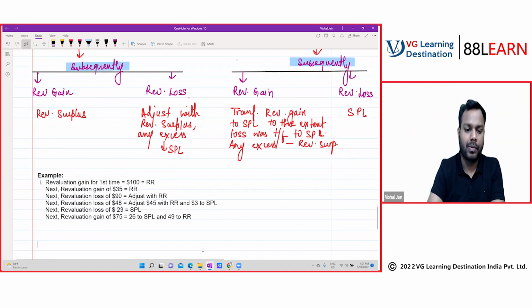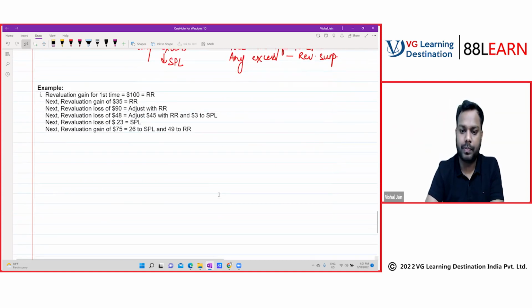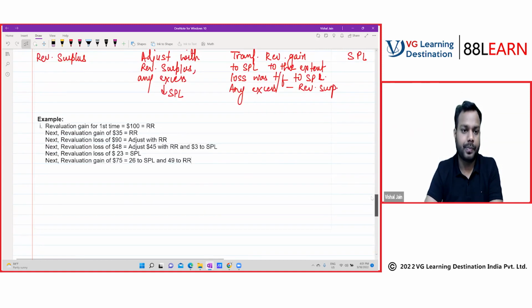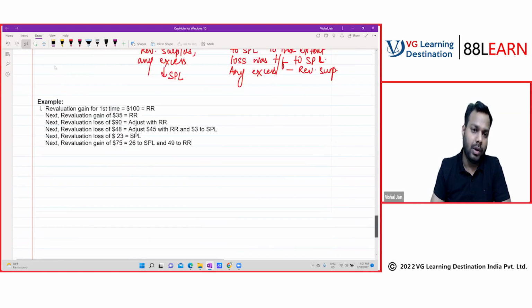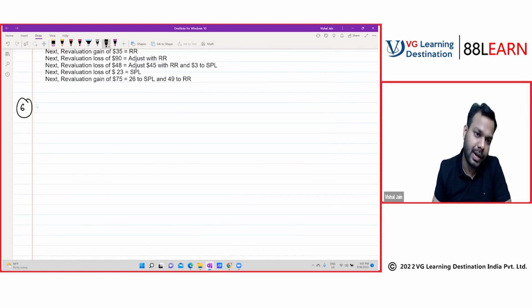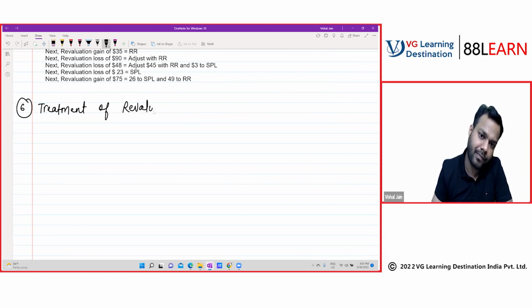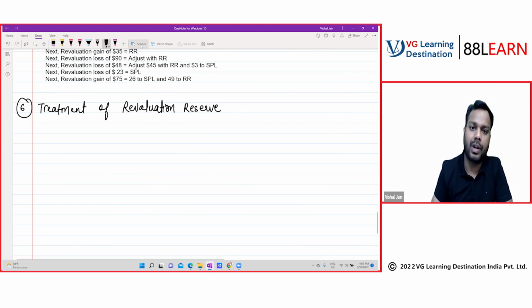One more concept. Point number 6. Treatment of revaluation reserve.